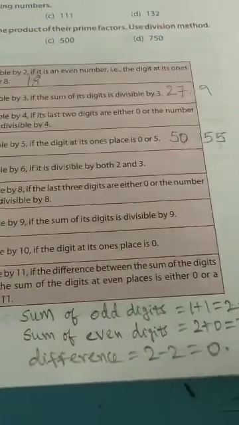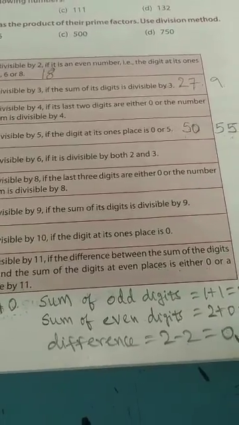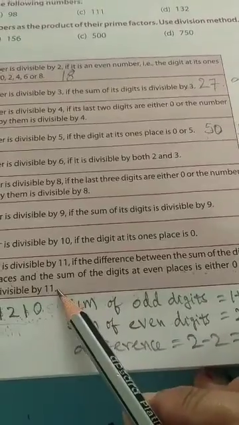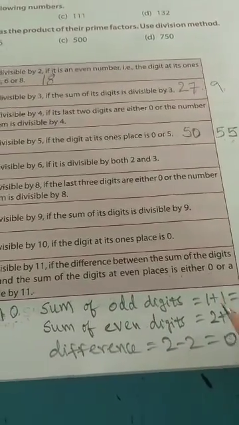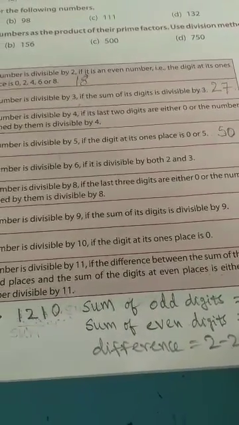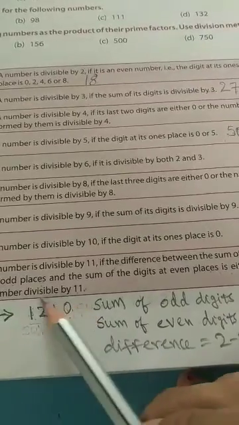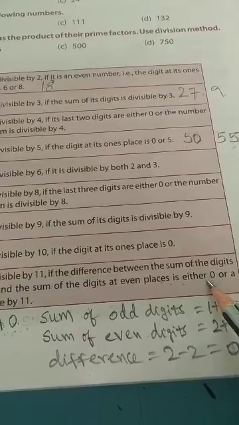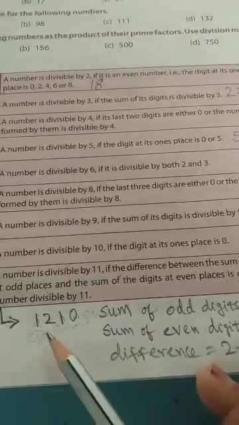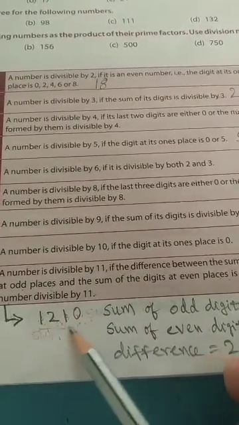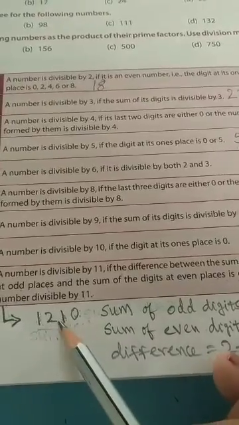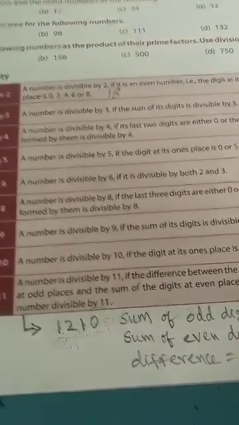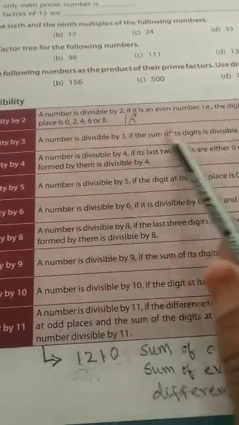Suppose you get the difference 11, 22, 33, 44, which are multiples of 11, then they are also divisible by 11. But in this example, we got 0 difference. So 0 also means the given number is divisible by 11. So 1210 is divisible by 11. That is the conclusion. So you must learn these rules by heart.